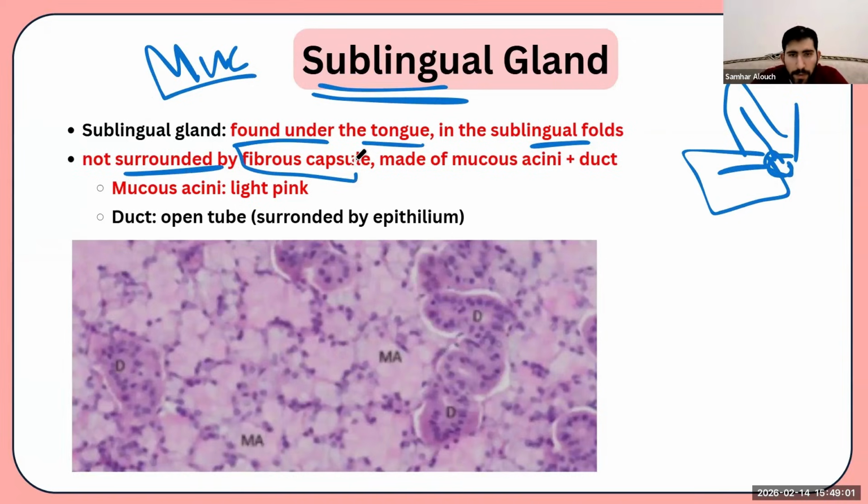But honestly, it's not very important information. And it's made of mucus acini only, which is light pink. So the differentiating feature is mucus acini only, which looks light pink. As you can see here, that's light pink.